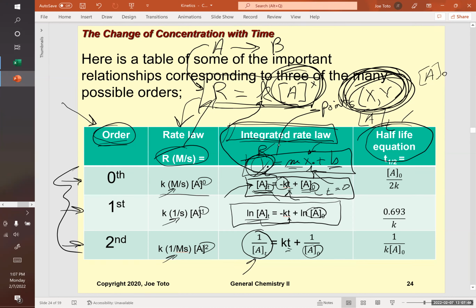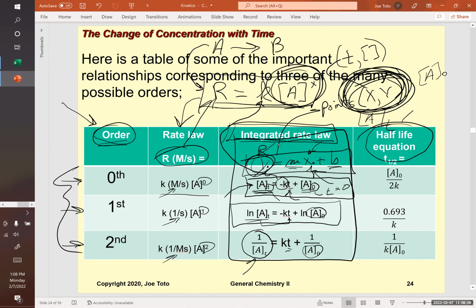Now remember, all these integrated rate laws are infinite point functions. In other words, they relate X and Y, or in other words, they relate t and concentration.